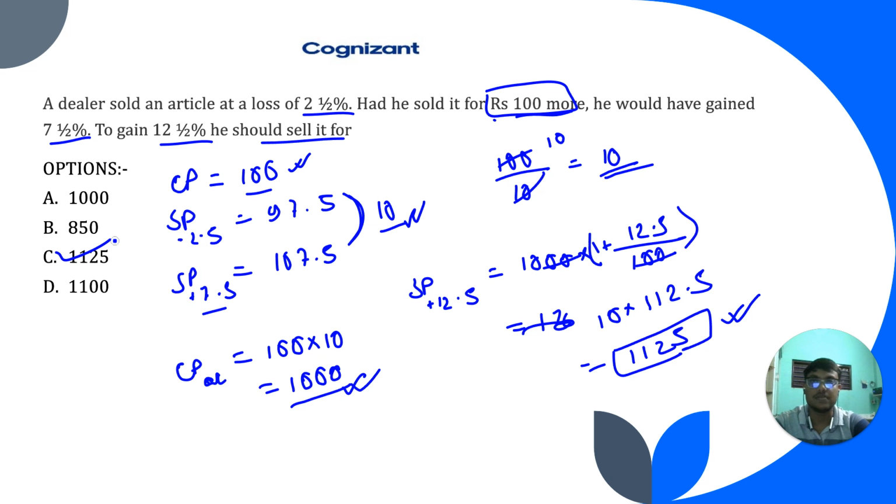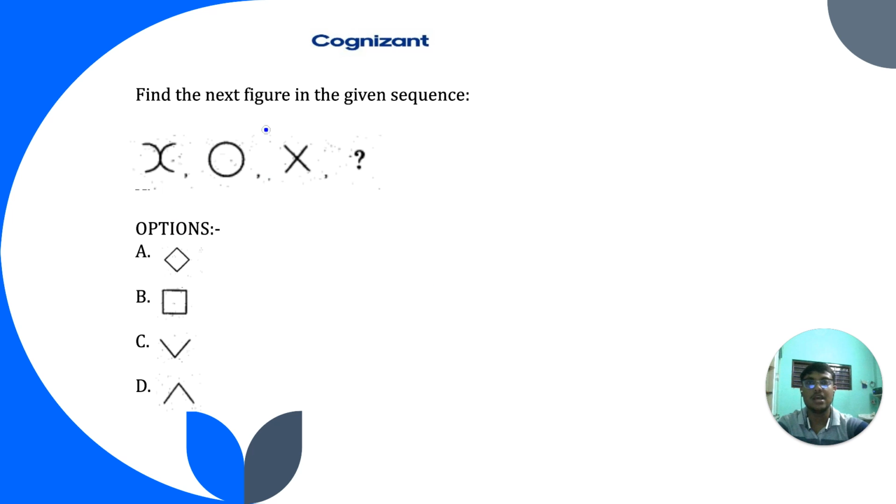I hope that was clear. It was a pretty easy question. The only catch here was to take your cost price as 100, because if you go on doing it in the actual or traditional method, you would go on wasting a lot of time, which is of no use. I hope that was clear. So after this, we will be moving on to the logical section. We have already done the quantitative aptitude part. Now we would be solving the logical reasoning questions from here on.